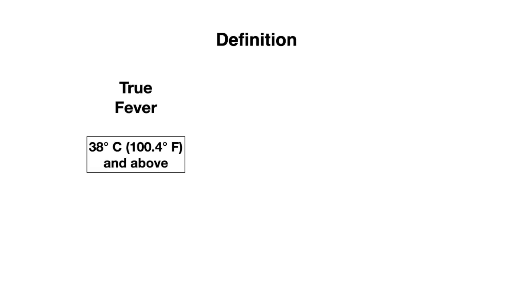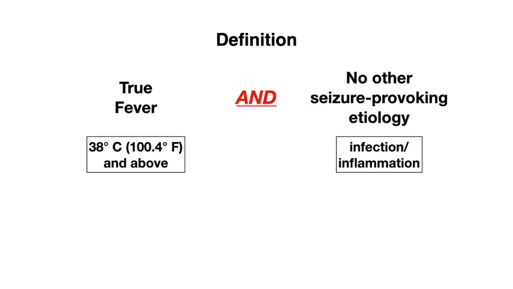So what is the definition of a febrile seizure? Well, as the name implies, you'll have to have a true fever, which we define as a temperature of at least 38 degrees Celsius or 100.4 degrees Fahrenheit. And the second part to this definition is that there has to be no other seizure-provoking etiology like infection or inflammation of the central nervous system. So this can include things like meningitis or encephalitis. And there also has to be no previous history of afebrile seizures.